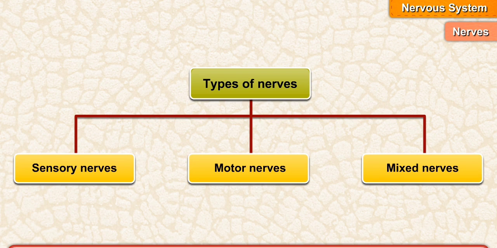Sensory nerves carry messages from the sense organs to the brain or spinal cord. Motor nerves carry messages from the brain or spinal cord to the muscles, organs, or glands. Mixed nerves do both jobs, carrying messages to and from the brain.